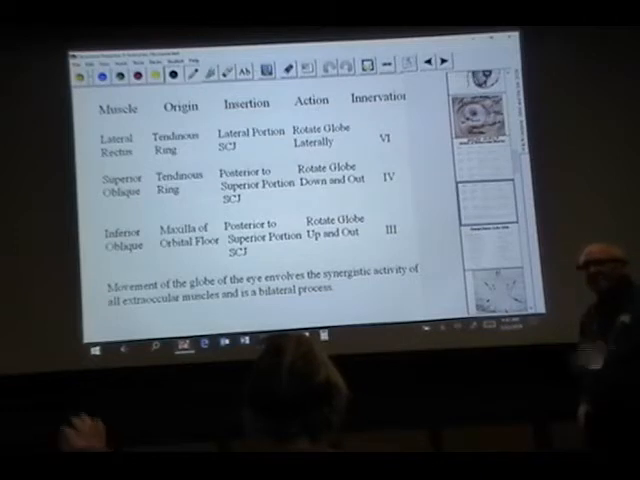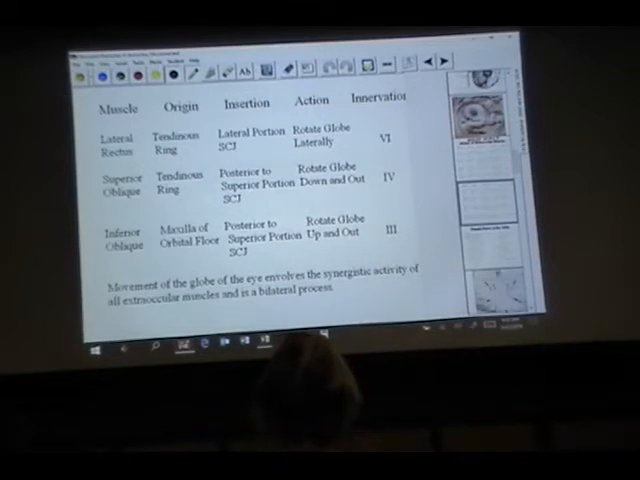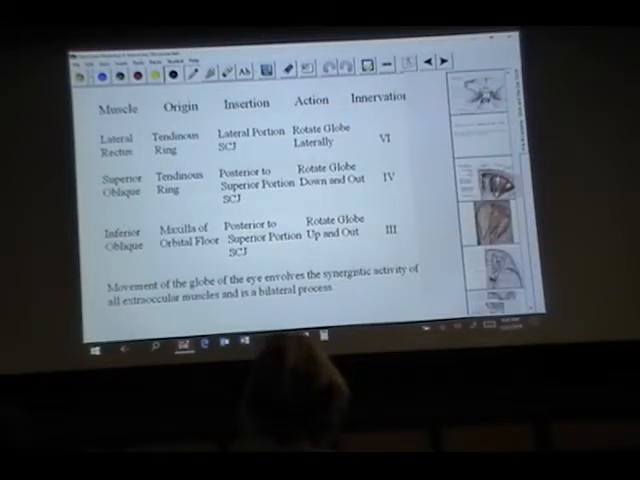Yes. So according to the table, the superior oblique and the inferior oblique insert at the same position. Right. The superior oblique and the inferior oblique insert somewhere posterior to the superior portion of the SCJ. Where is the SCJ? That's the superior corneal junction on the surface of the eye.